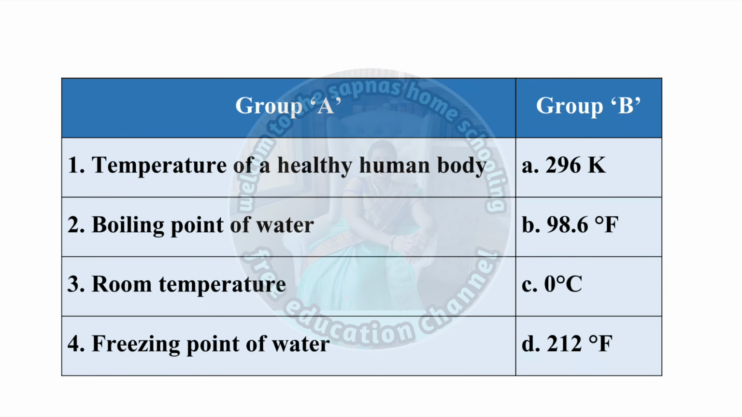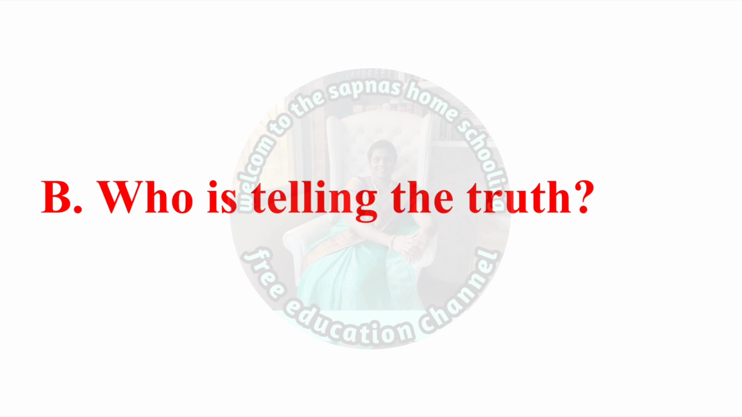Group A: temperature of a healthy human body, 98.6 degrees Fahrenheit; boiling point of water, 212 degrees Fahrenheit; room temperature, 296 K; and freezing point of water, 0 degrees Celsius. Who is telling the truth?